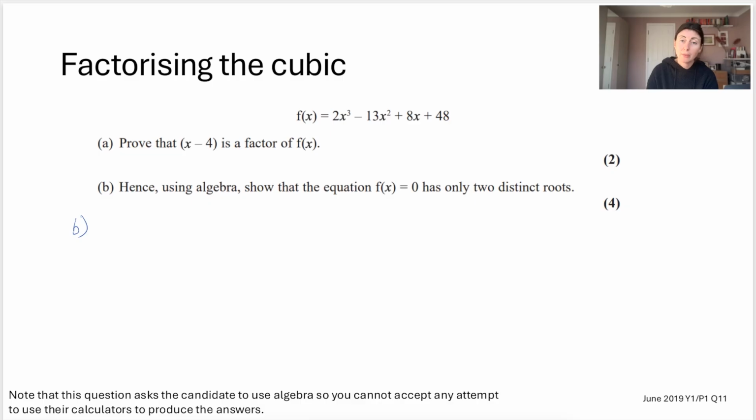So going back to the starter from the beginning of the question, we know a factor of this already. And the factor is x minus 4. We actually know a root as well. So again, referring back to the starter when they were sketching it, a root of this will be 4.